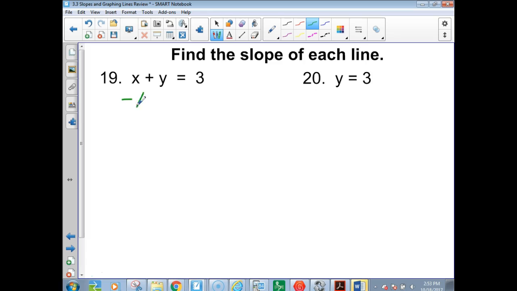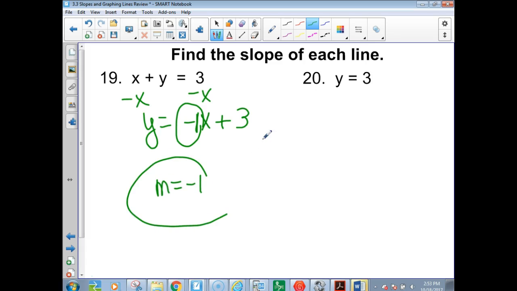Okay, this one we'll need to subtract x. And then I see the number in front of x. There's nothing written there, so we think of it as a 1, and then it's negative. And this one, ooh, what's that? Well, how'd you know that? Good for you. 3 is right there. It's saying y is 3, and it stays 3, which is a horizontal line.